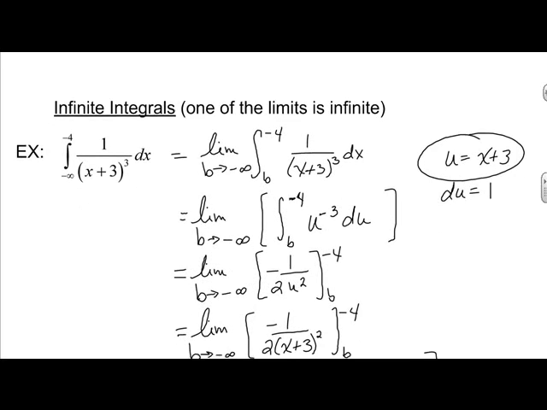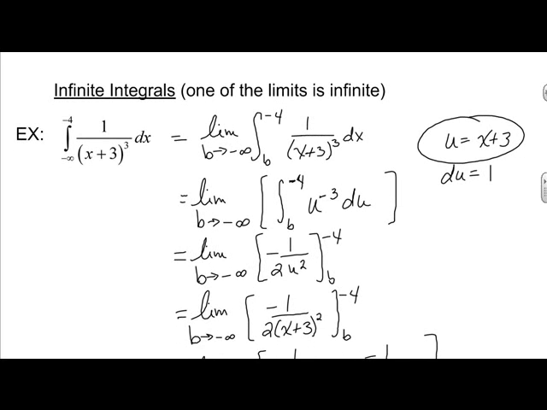When it's the lower limit that's infinite, we typically replace that with an a, because we think about intervals from a to b. So we would start at a, and so every place that I've got a b, I really should have an a. So I'm going to fix that.